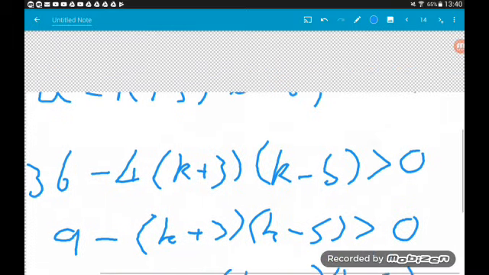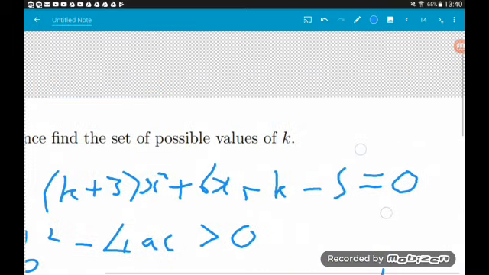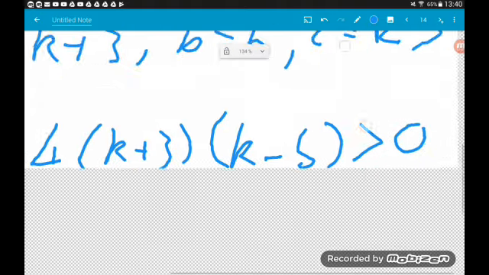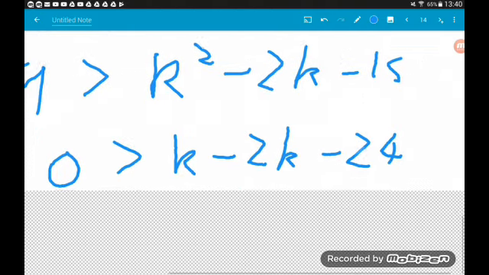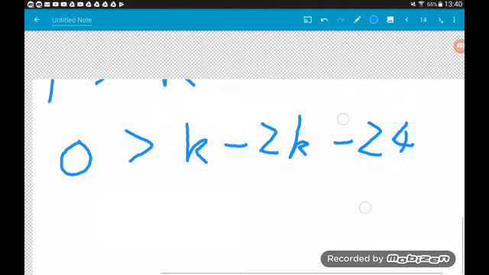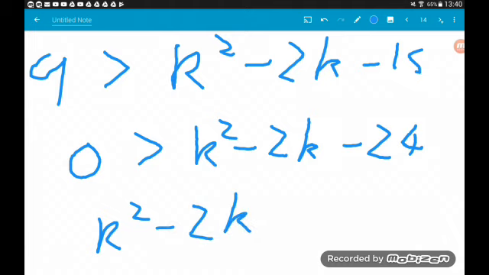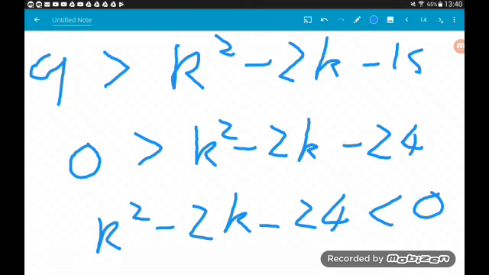Just go back up and check that. Yep, that's exactly what we were trying to show, except they've got it on opposite sides, so we can do that too. Oh, and I missed out my k squared. So we can say k squared minus 2k minus 24 is indeed less than 0. So that's the job done for part A.